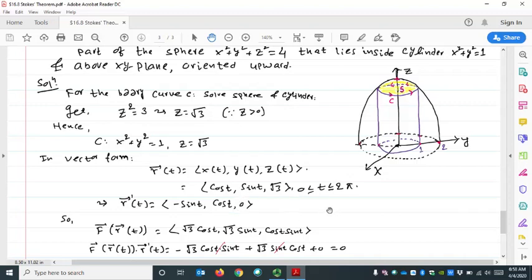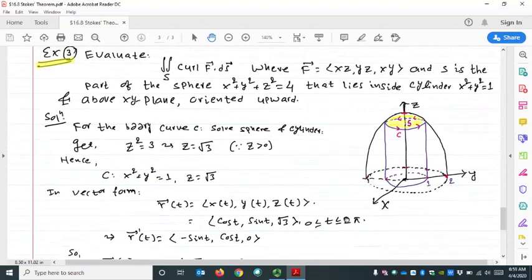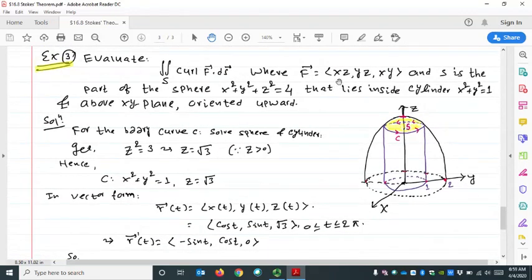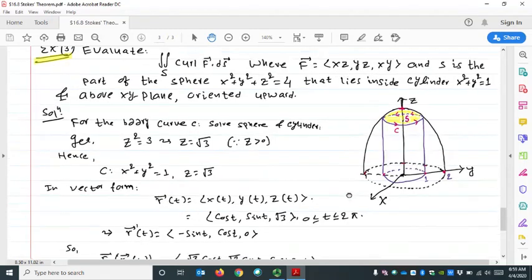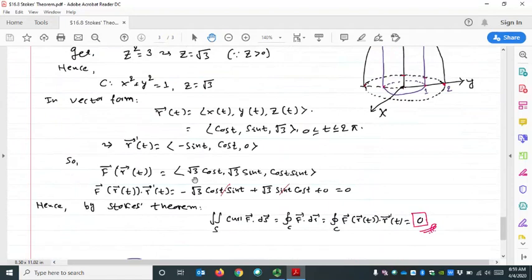Then let's write our vector field in terms of t. Our vector field is x times z, y times z, x times y. So what is our x? Our x is cosine t and z is radical 3. So radical 3 cosine t. Similarly, radical 3 sine t. Then cosine t sine t.